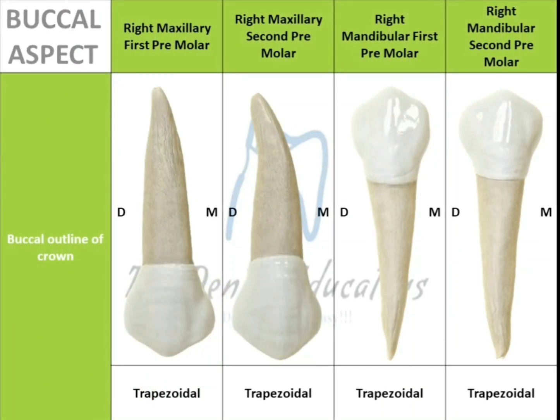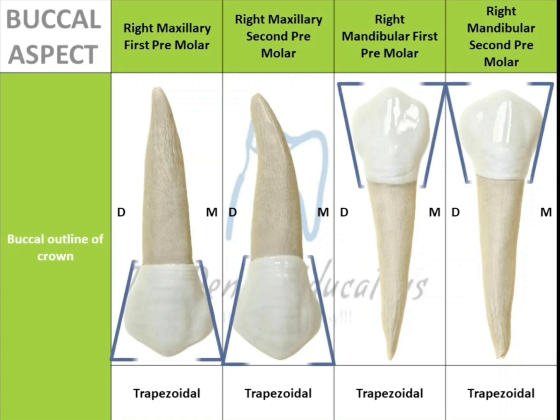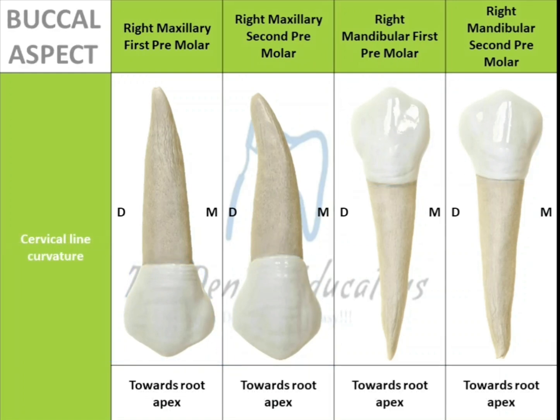Starting with the general outline observed on the buccal aspect of the premolars. All the first and second maxillary and first and second mandibular premolars tend to have a trapezoidal outline. The cervical line is evident at the junction of the crown and root. The cervical line for the maxillary and mandibular premolars tends to have curvature towards the apex of the root, as marked by the arrows in the images below.